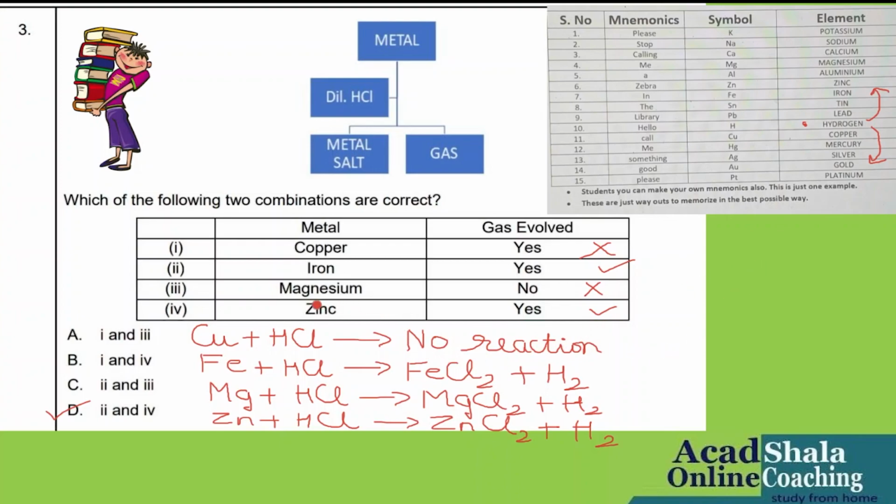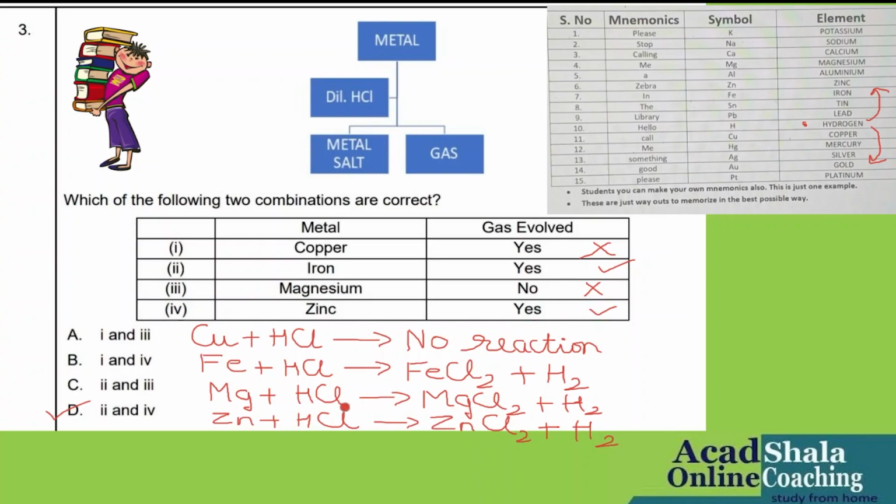Now, the third one is magnesium. Magnesium plus HCl gives you MgCl2 plus hydrogen. Yes, but where is magnesium? Magnesium is above hydrogen, so it is most reactive. And according to me, my information is also correct like this. But what they have given according to their information, magnesium, and they are saying no gas is evolved. No, no, this is absolutely wrong. So I put a small cross over there.